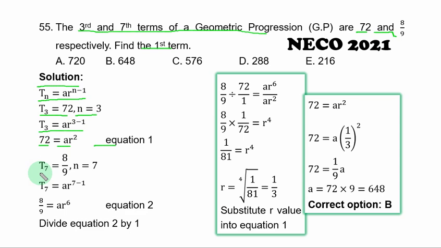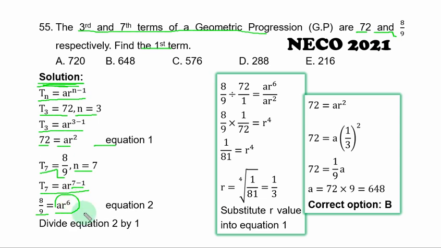Now the seventh term is 8/9. At that point, n is equal to 7. You replace n by 7 in the same nth term formula, you have this result. T sub 7 is equal to 8/9, and that is equal to ar to the power 6. 7 minus 1, you have 6.